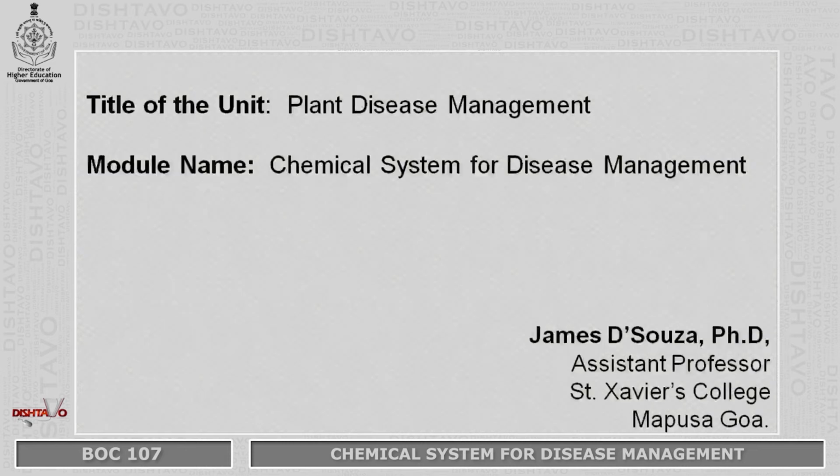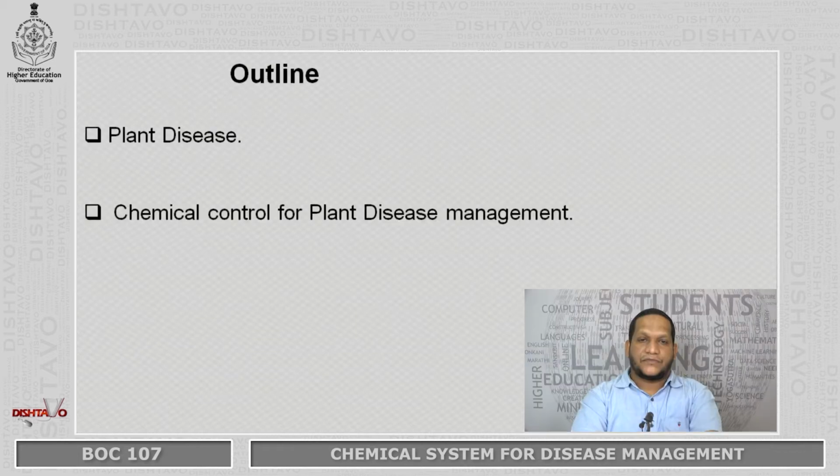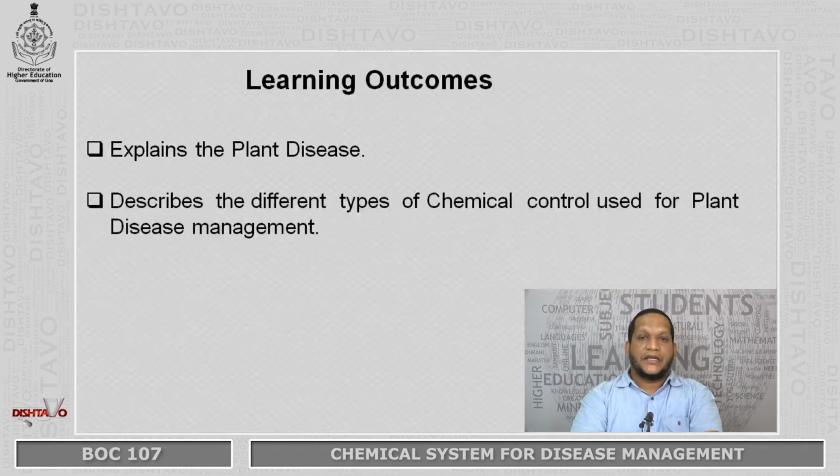Title of the unit: Plant Disease Management. Module name: Chemical Systems for Disease Management. Coming to the outline, in this module we will be discussing what is plant disease and what is chemical control, which are used to control or manage the plant disease. At the end of this module, students will be able to explain the plant disease. They will be able to describe the different types of chemical control which is used for plant disease management.